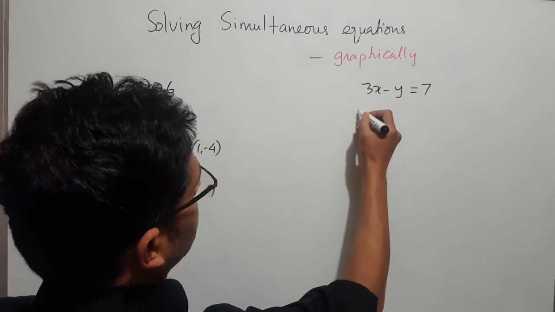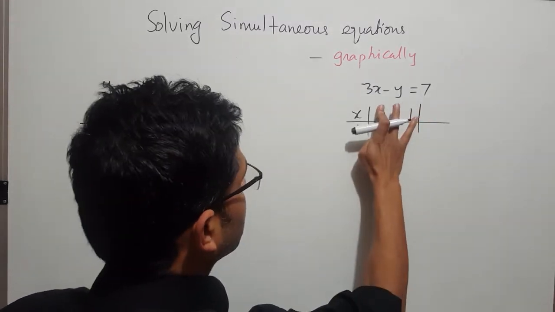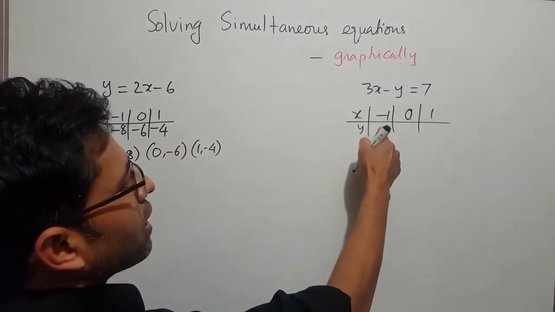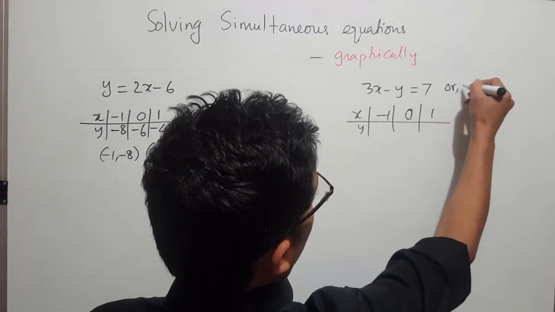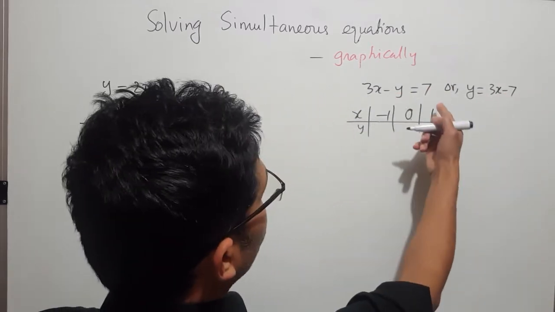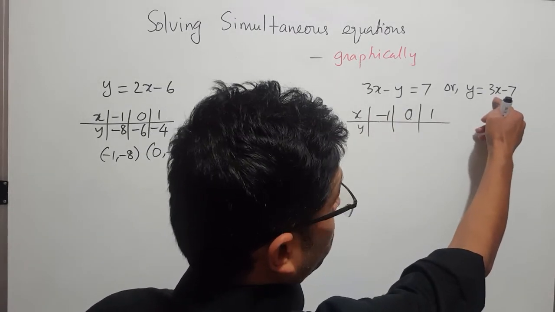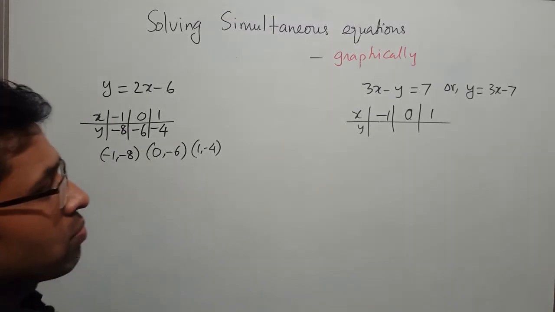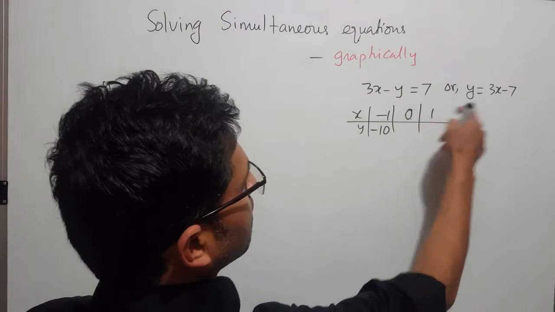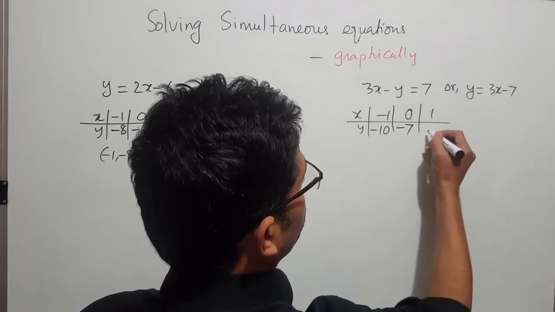Now, for the second one, we can also get some points for graphing x and y. Just go for minus 1, 0, 1. Okay. Now, I think if we write it in this form, it would be easier for us to do the substitution. So make y the subject and leave 3x minus 7, because if you move y, then 3x minus 7 would be on the other side. Now, if y is the subject and you are substituting x with minus 1, it would be 3 times minus 1 is minus 3, minus 7, which is minus 10. Then if you put x equal to 0, it would be minus 7. If you use x equal to 1, 3 times 1 is 3, minus 7, which is minus 4.